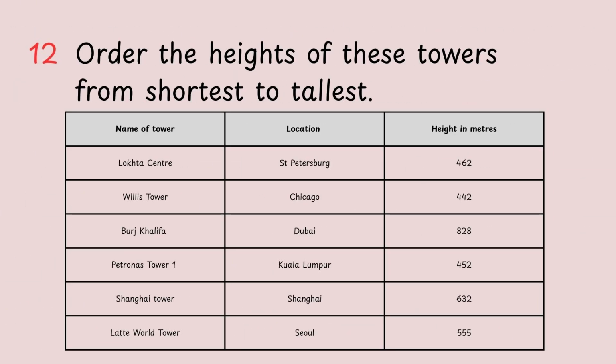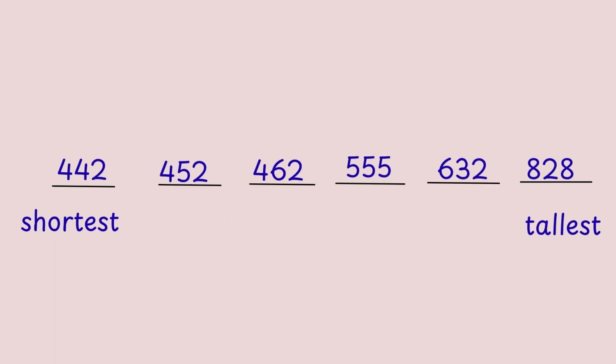Question 12. Order the heights of these towers from shortest to tallest. So you can see in the table name of tower, location, and height in meters. Let's look at the heights. So we have 462, 442, 828, 452, 632, and 555. So let's read our finished list of heights from shortest to tallest together. 442, 452, 462, 555, 632, and 828.